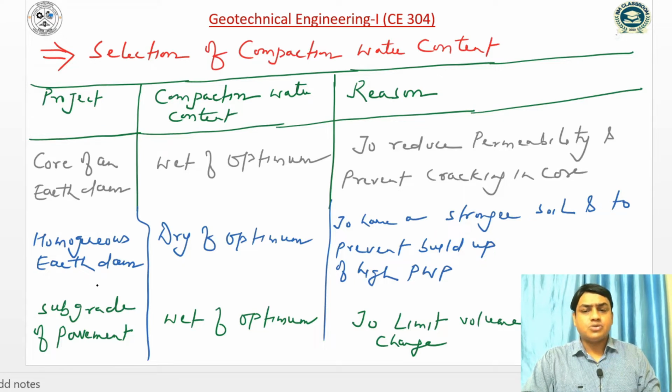Similarly, for a homogeneous earthen dam, we generally prefer the dry side of optimum, because the main issue is to prevent or reduce the pore water pressure. The reason is to have a stronger soil and to prevent build-up of high pore water pressure. The lesser the pore water pressure, the greater the effective stress, and the greater the strength. So for a homogeneous earthen dam we prefer the dry side of optimum. Similarly, for the subgrade of a pavement, we generally prefer the wet side of optimum, to limit the volume change.